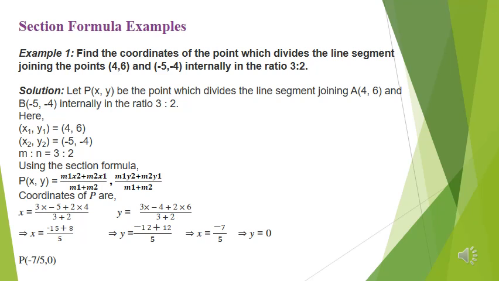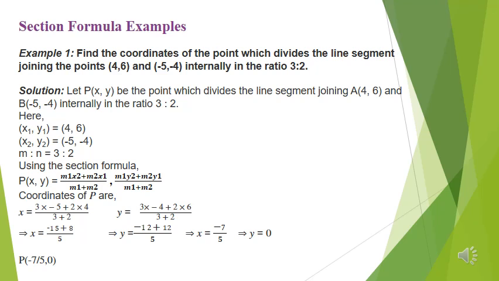Now students, we'll see some more solved examples based on section formula. The example is: find the coordinates of the point which divides the line segment joining the points (4, 6) and (-5, -4) internally in the ratio 3:2. According to the section formula, first of all we write the given information, that is x1, y1 as 4, 6, x2, y2 as -5, -4, and the given ratio 3:2.